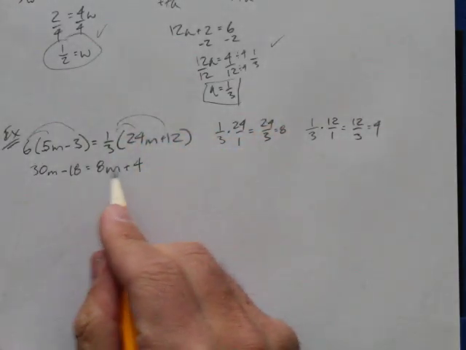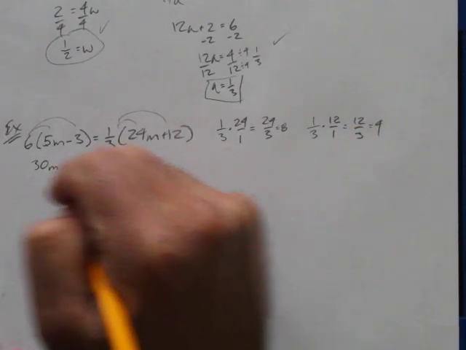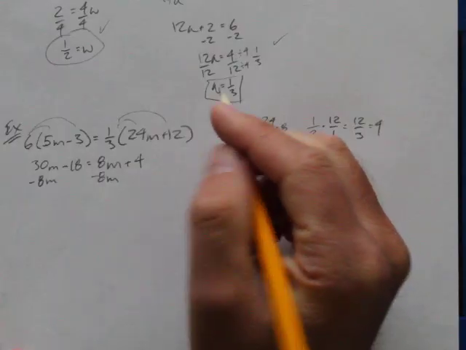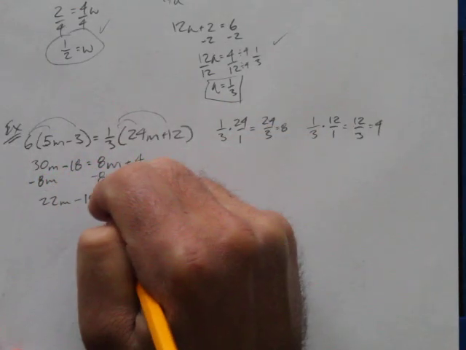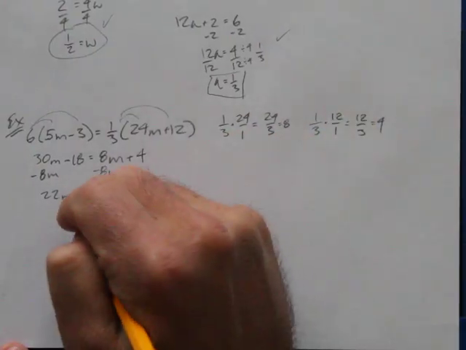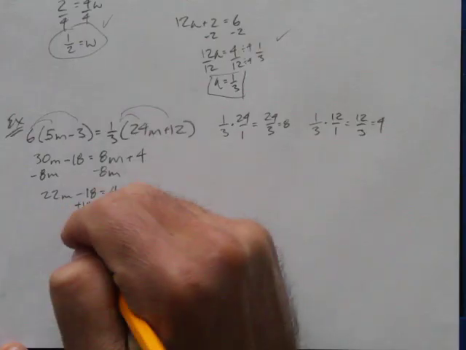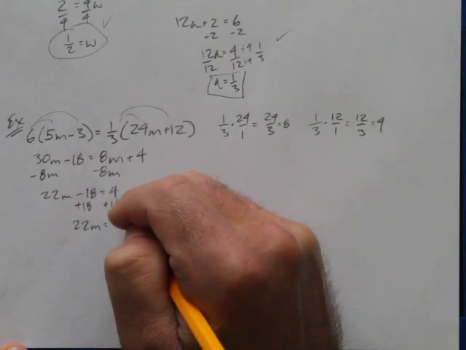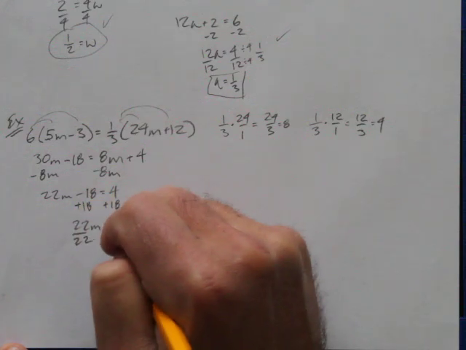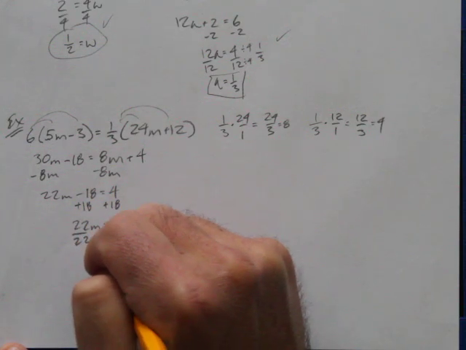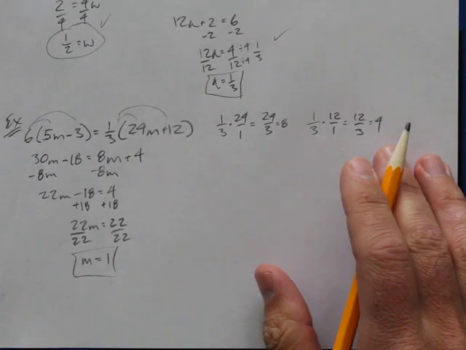Now I have the same kind of setup as I had before. Subtract 8m from both sides, and I get 22m minus 18 equals 4. And then I'm going to add 18 to each side. I want the m to be all by itself. 22m equals 4 plus 18, which is 22. Divide both sides by 22. m equals 1. 22 divided by 22 is 1.